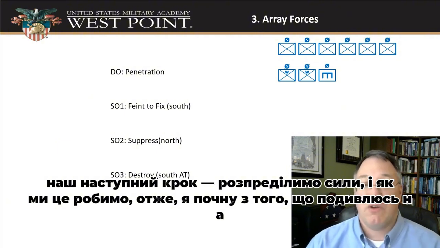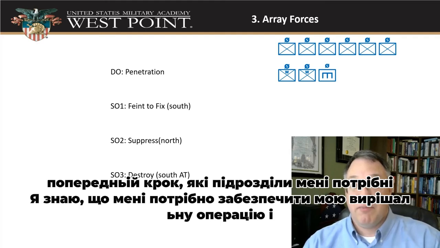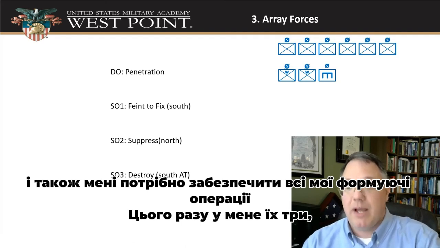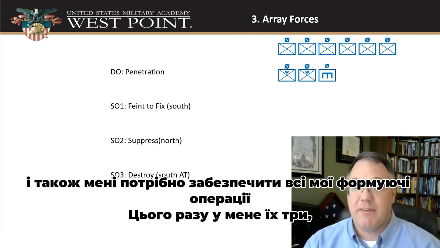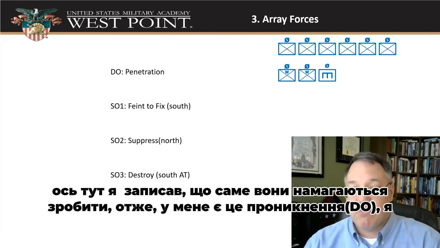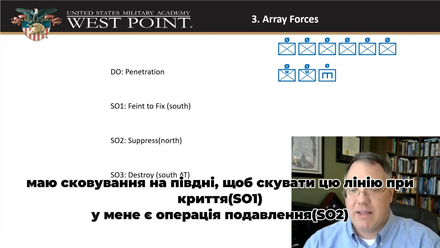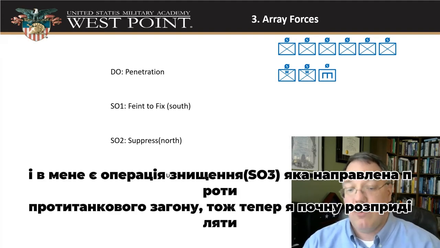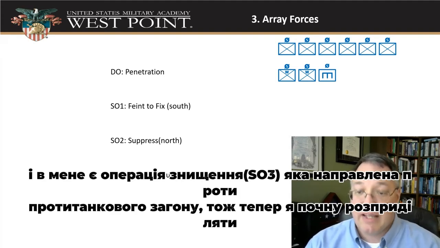Okay, so our next step is to array our forces. And how do I do that? So what I start with is taking from the previous step, what are the elements that I need to have? I know I need to have my decisive op, and I need all of my shaping operations. This time I've got 3 of them, and I go ahead and just write down, all right, what are they trying to do, right? So I've got this penetration, I've got a feint to the south to fix that screen line, I've got a suppressing shaping operation, I have that destroy shaping operation, deal with the anti-tank.